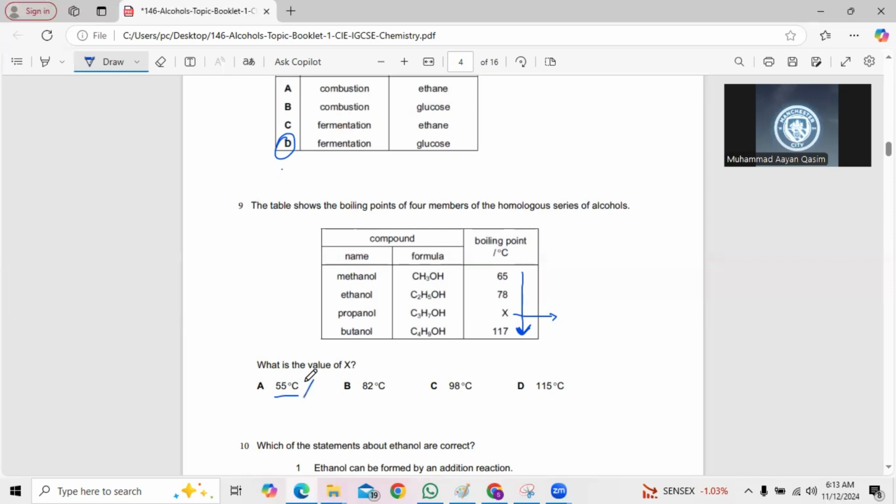No, it's wrong. 82, although it's greater than this, has a very small difference. So do you think this will be right? No. 98 could be the answer. Yes, that's the answer, because that shows the right kind of difference between this one and the next one. So this one would be the right answer. Okay?